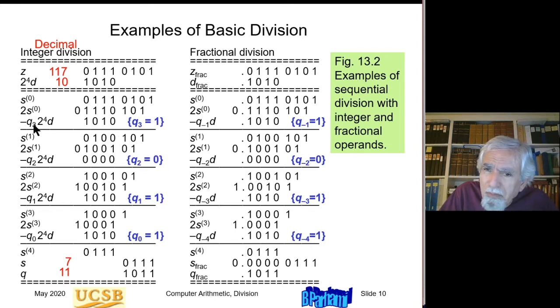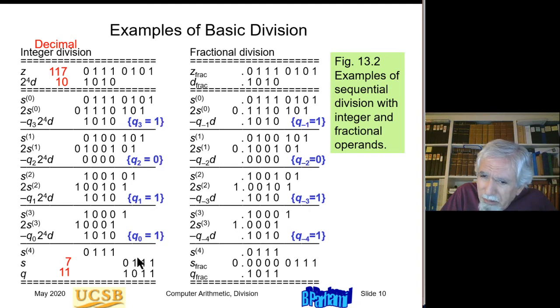So we subtract Q3 times 2 to the 4 times D. Q3 is 1 times this number. We subtract, left shift. Subtract 0 times 2 to the 4 times D, which is 0. This is the subtraction result, left shift. Subtract Q1 times 2 to the 4 times D, Q1 is equal to 1. So 1, 0, 1, 0. This is the subtraction result, left shift. And finally, Q0 is equal to 1. So 1 times 1, 0, 1, 0 is 1, 0, 1, 0. Subtract. And we are done. At this point, we have the quotient based on those selections, 1, 0, 1, 1.